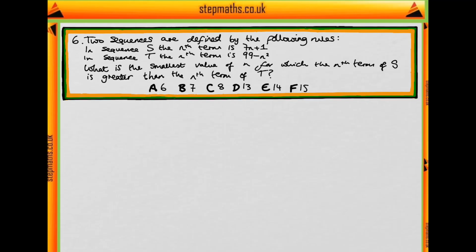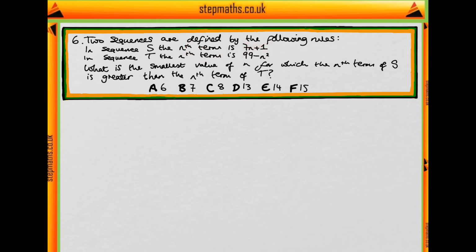This is question 6 of section 1 of the Natural Sciences Admissions Assessment, past paper 2017. And this is a question about inequalities, which has been disguised as a question about sequences. In this question, we have two sequences, and we've been given the nth term of the two sequences.